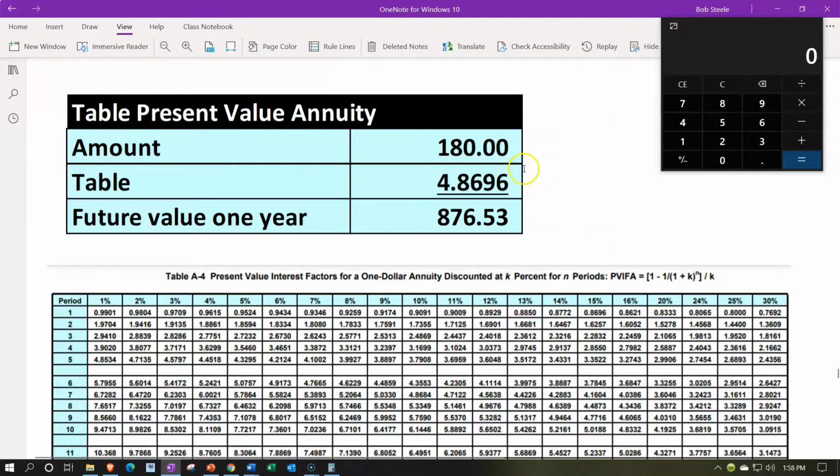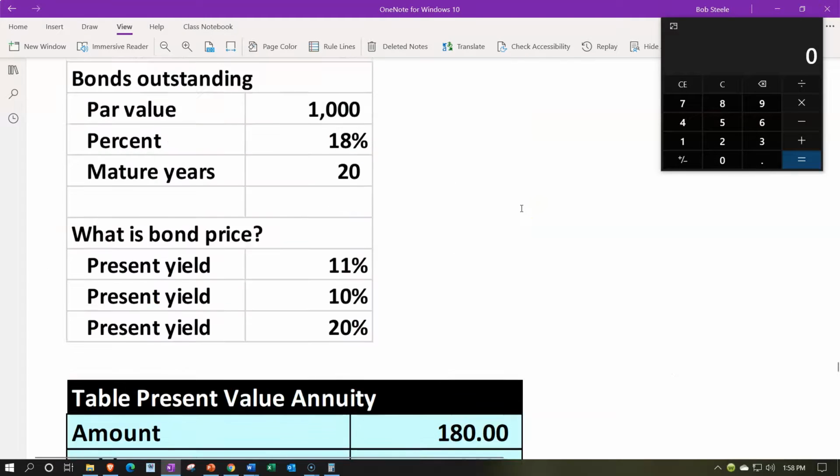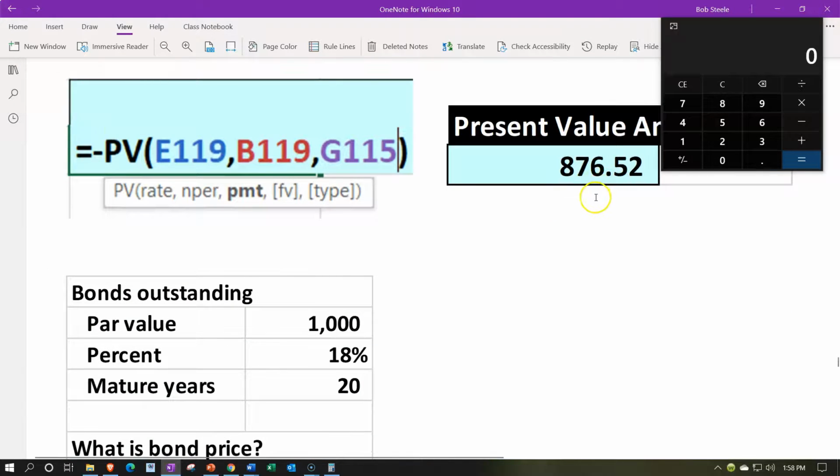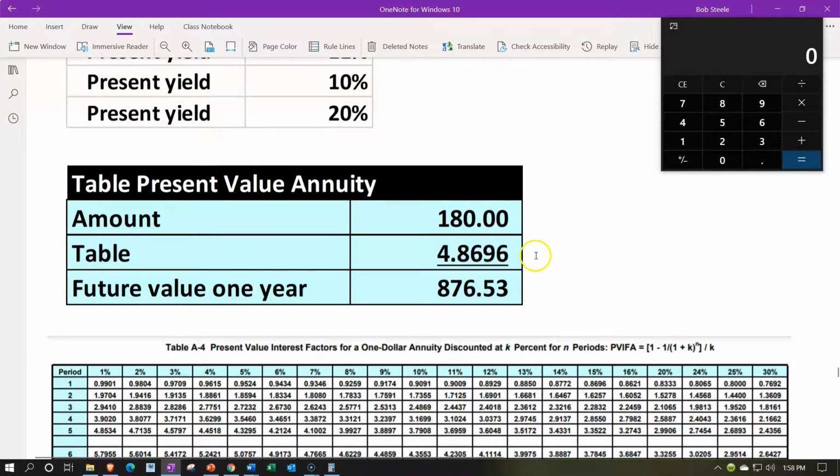So the 180 times the 4.8696 would give us that 876.53 also. It might not be exact up here, it's off by a penny due to the tables being rounded to 4 digits.